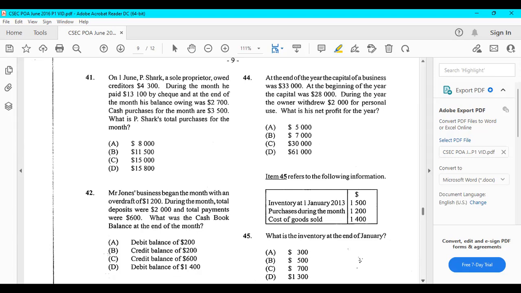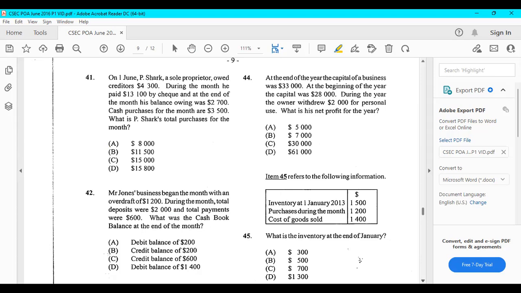All right, on the 1st of June, P Park, a sole proprietor, owed creditors $4,300. During the month, he paid $13,100 by check, and at the end of the month, his balance owing was $2,700. Cash purchases for the month are $3,500. What is P Park's total purchases for the month? I mean, it's a mouthful, yes. By the time I reach the end of the question, I forget where it started at the top.